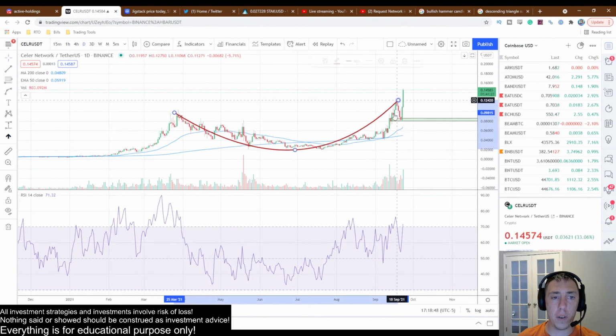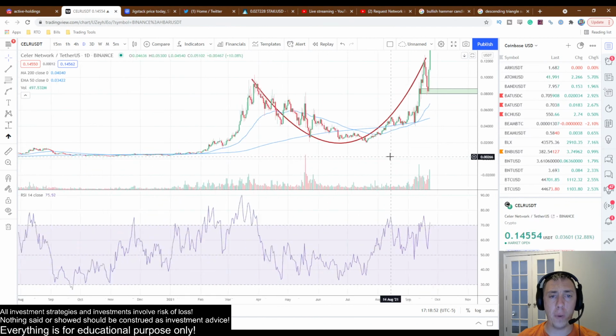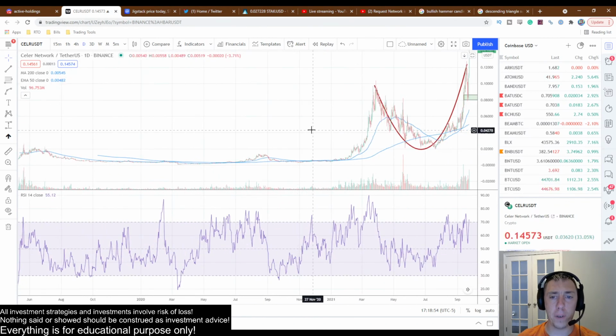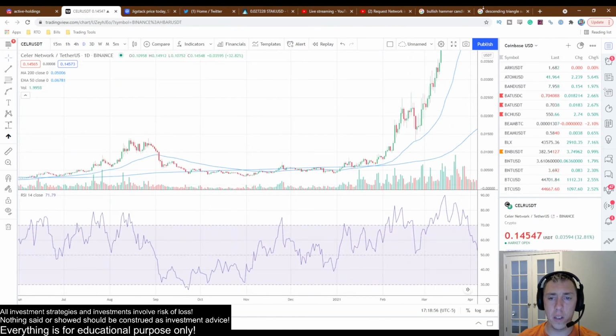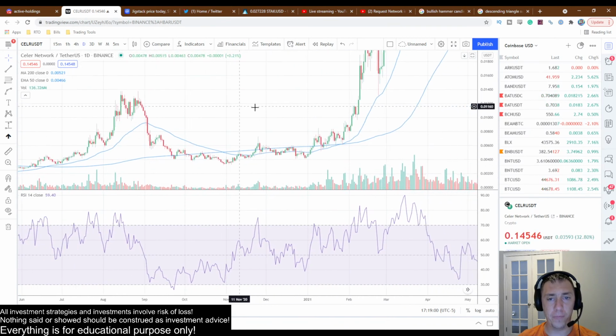Could it be a cup and handle? Sure. I don't really know. Cup and handles aren't really that reliable as far as I can tell for crypto. But yeah. Okay, but look over here. What do you have here?